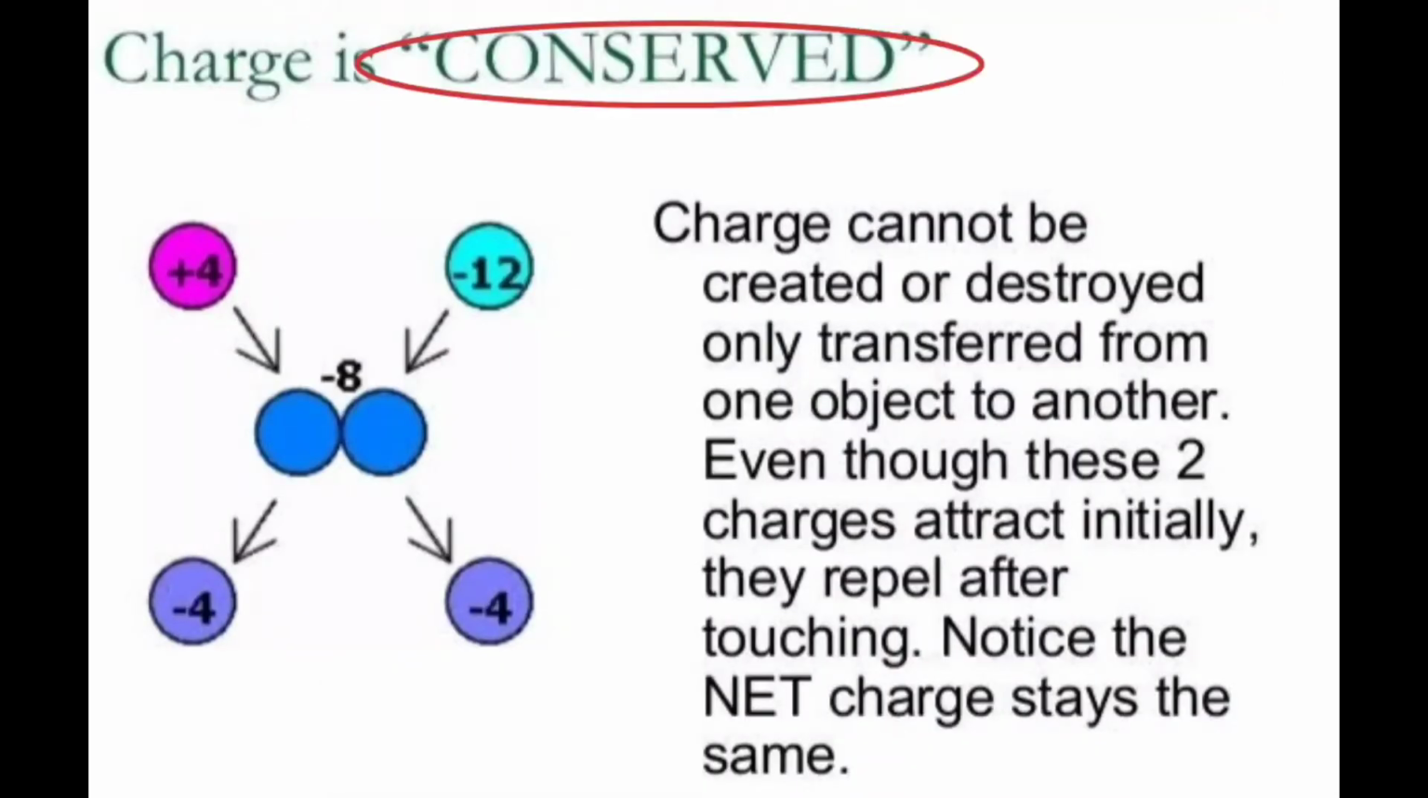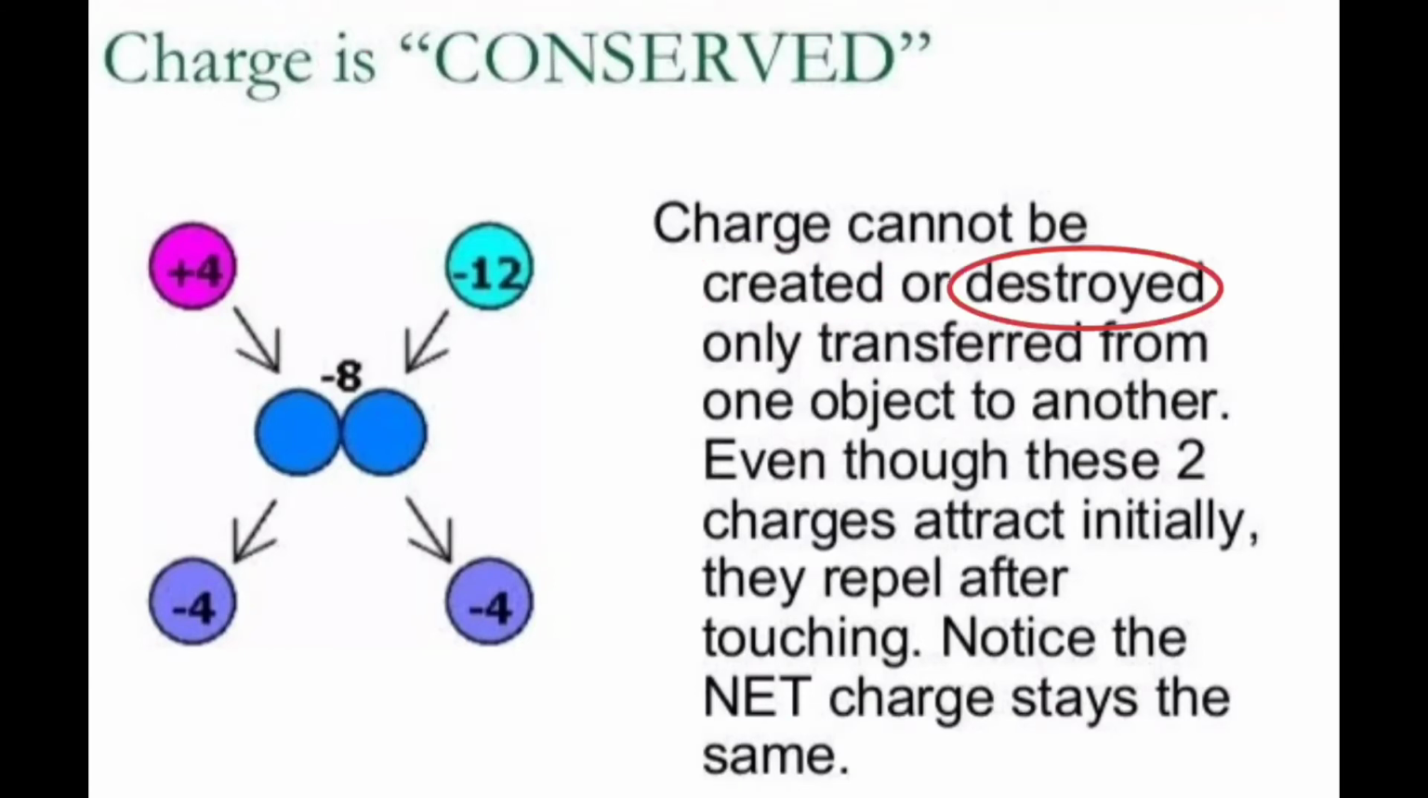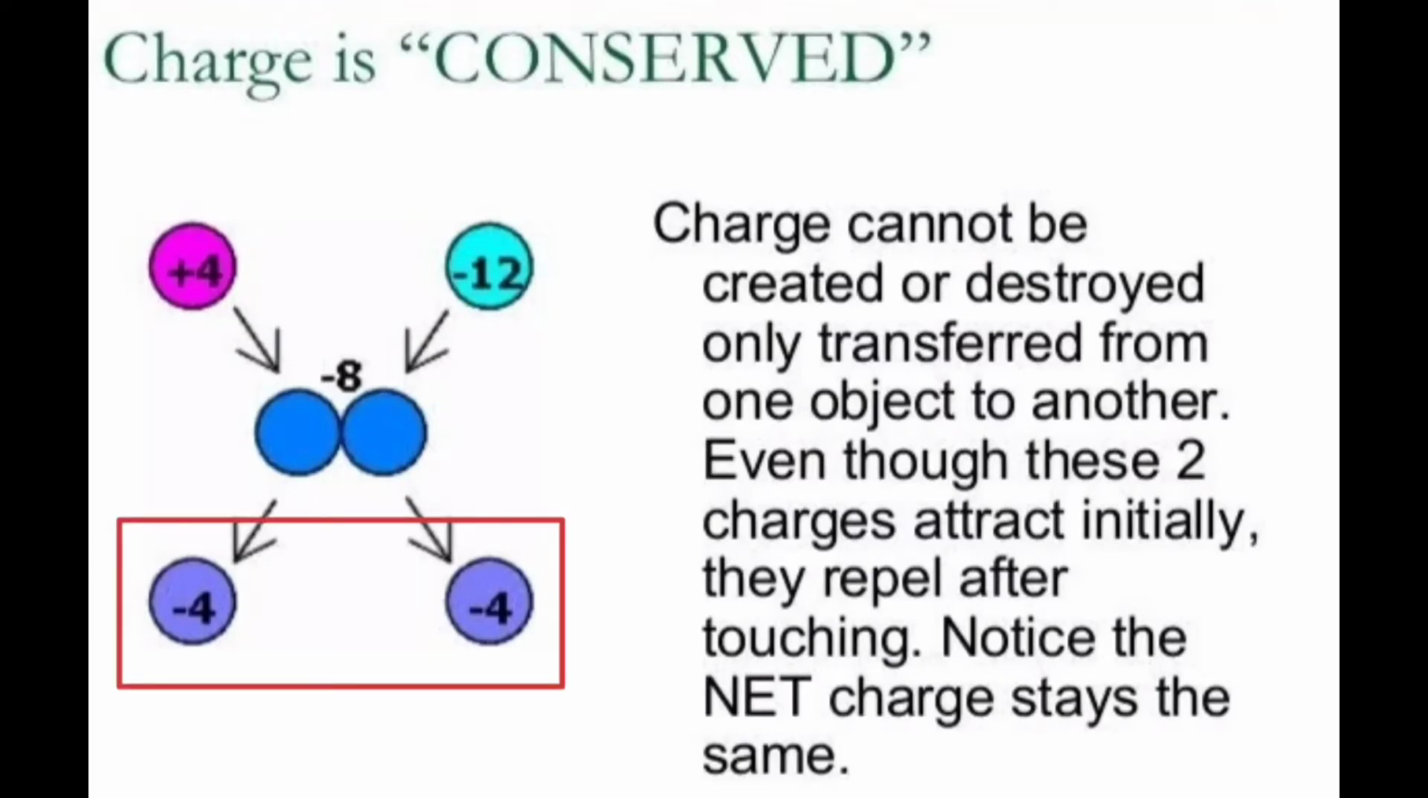Charge is conserved. Charge cannot be created or destroyed. It transfers from one body to another, but the net charge of the system remains the same. For example, here the plus 4 coulomb charged body and the minus 12 coulomb charged body come into contact, then charge is transferred from the minus 12 coulomb body to the plus 4 coulomb body. So each gets minus 4 coulomb. So the net charge is minus 8 coulomb.